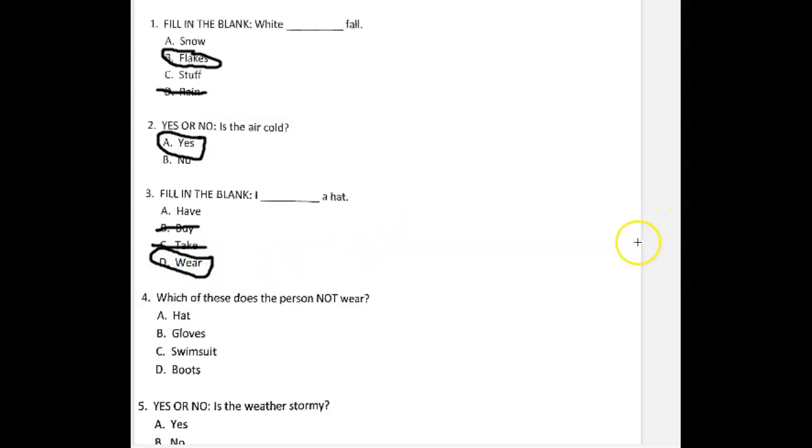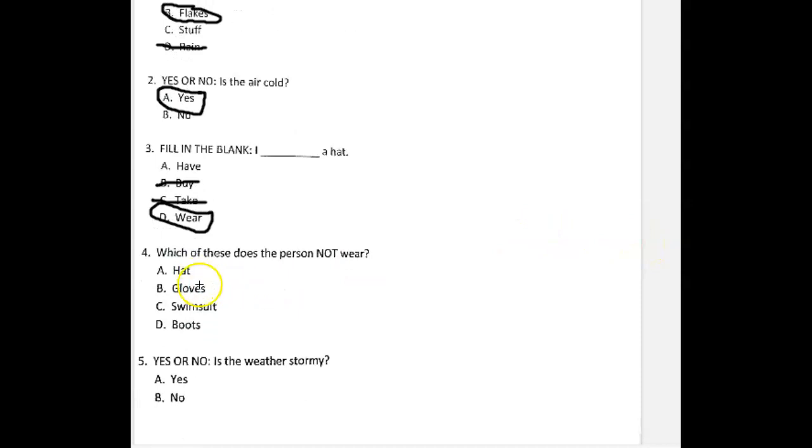Number 4, which of these does the person not wear? Does she not wear a hat, gloves, swimsuit, or boots? Now remember, it's snowing. So which one would she not wear in snow? A, hat, B, gloves, C, swimsuit, or D, boots? You do not wear a swimsuit. You should not wear a swimsuit when it's snowing, right?